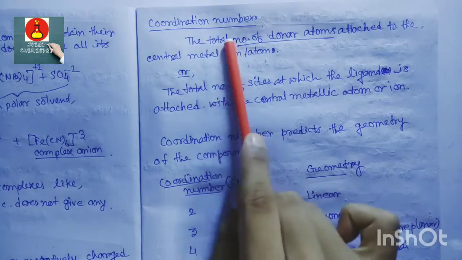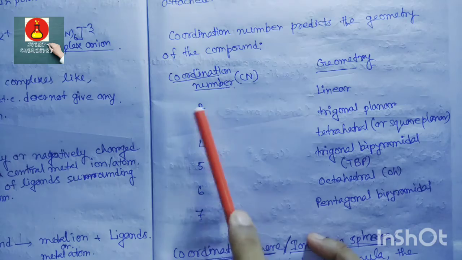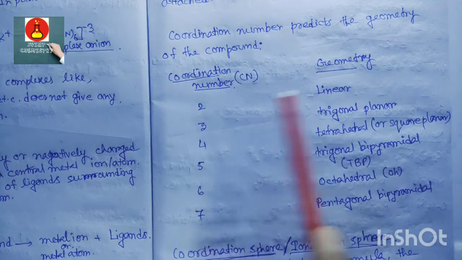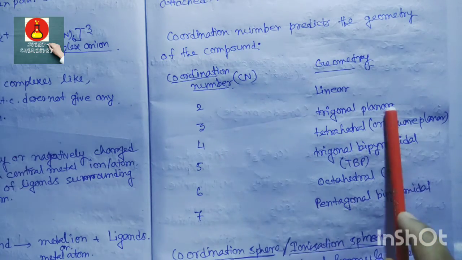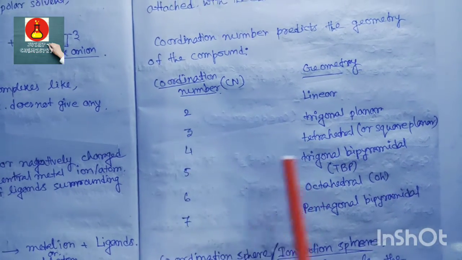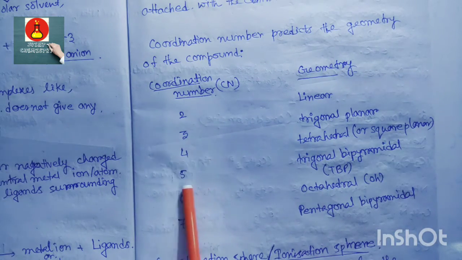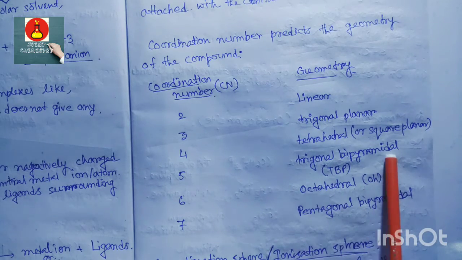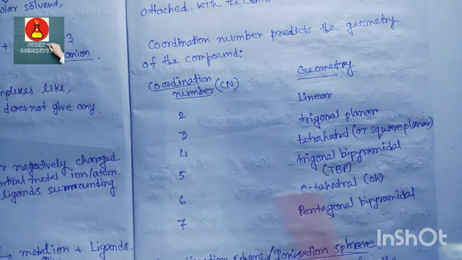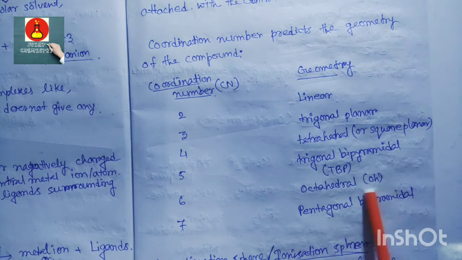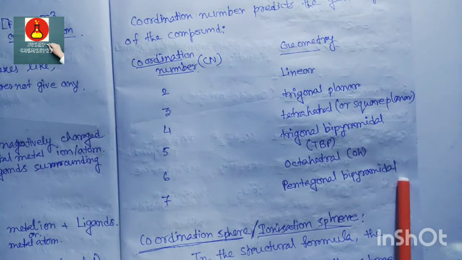By this coordination number we can predict the geometry of the compound. When the coordination number is 2, the geometry is linear. When it is 3, the geometry is trigonal planar. When it is 4, the geometry is tetrahedral or sometimes square planar. When it is 5, the geometry is trigonal bipyramidal, denoted as TBP. When it is 6, the geometry is octahedral, which is Oh. When it is 7, the geometry is pentagonal bipyramidal.